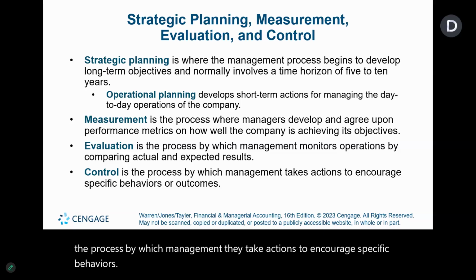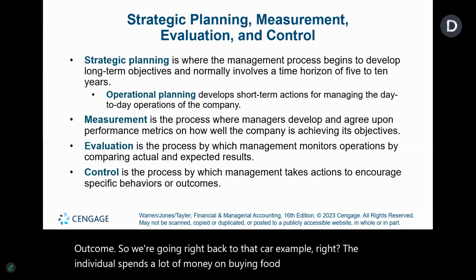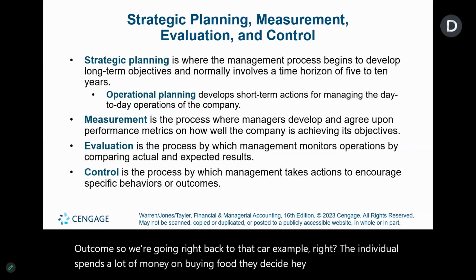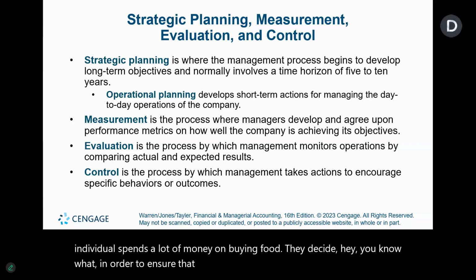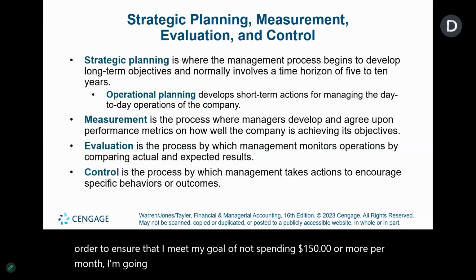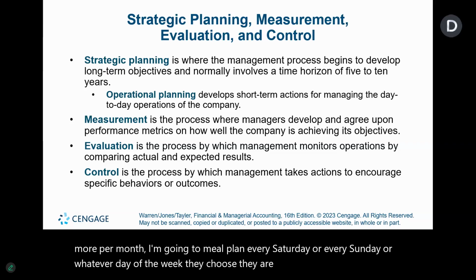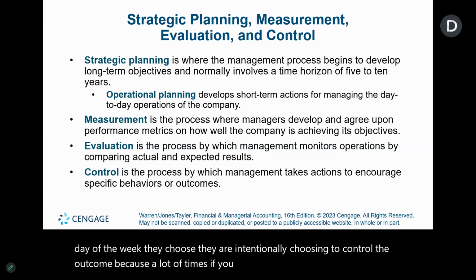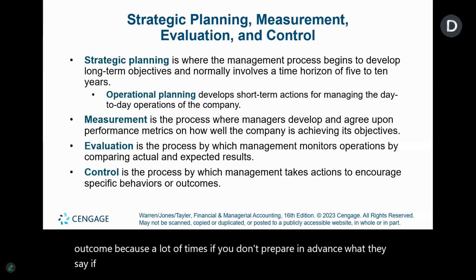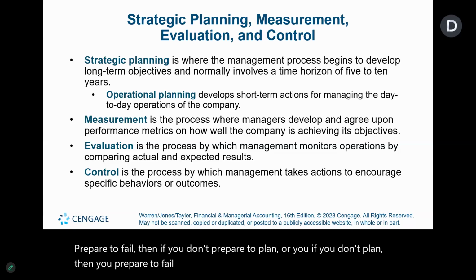So we're going right back to that car example, right? The individual spends a lot of money on buying food. They decide, hey, in order to ensure that I meet my goal of not spending $150 or more per month, I'm going to meal plan every Saturday or every Sunday, or whatever day of the week they choose. They are intentionally choosing to control the outcome. Because a lot of times, if you don't plan, then you prepare to fail, essentially, right? So I'm sure you get what I'm saying.